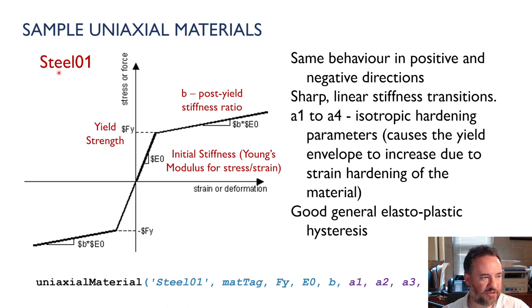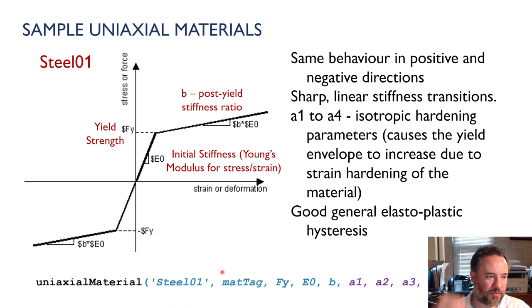This material is Steel01. You can find all the available materials in the manual. And then I have to give it a unique tag. So the material tag is an integer, and that integer is just something to ID that particular material when I want to refer to it later.